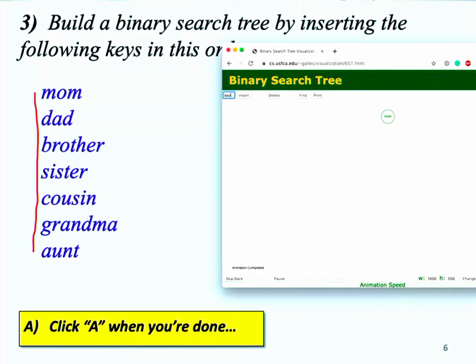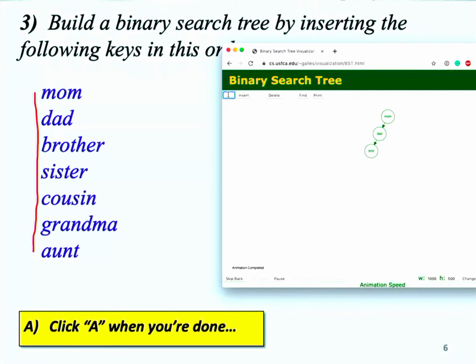So the second node is dad. Because the alphabet D is smaller than the alphabet M, it branches onto the left-hand side. So brother. Because B is less than M and it's also less than D, it comes to the left-hand side of dad. One thing you want to note is every time you're inserting, you start off at the root node. So that's one property of inserting: you're always going to start at the root node.